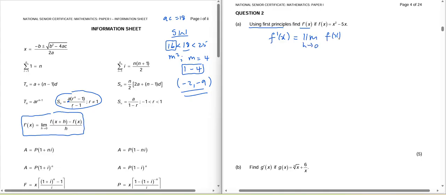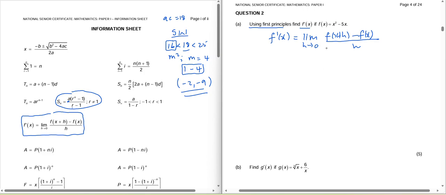And then now the question is, using first principles, find f prime. Do I know the formula for finding f prime using the first principles? You go to your answer sheet. It is just this one. Now we are going to say f prime of x is equal to the limit as h approaches 0 of f of x plus h minus f of x over h.